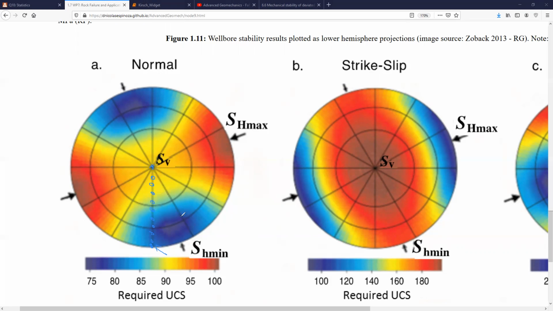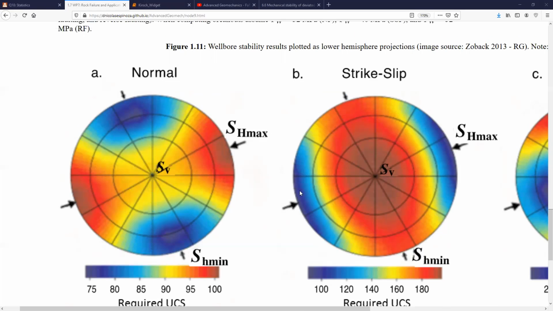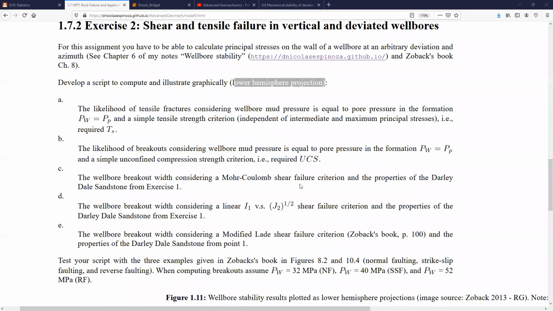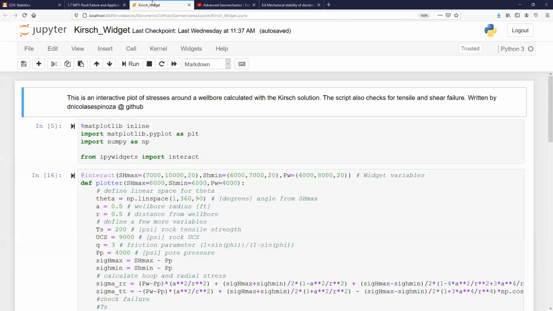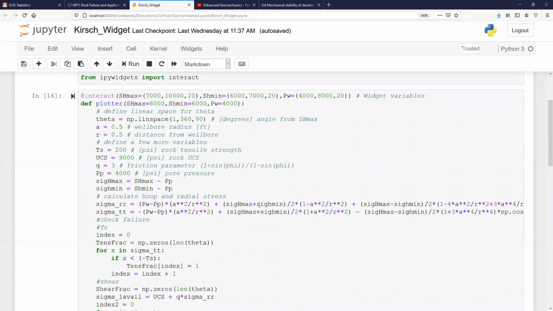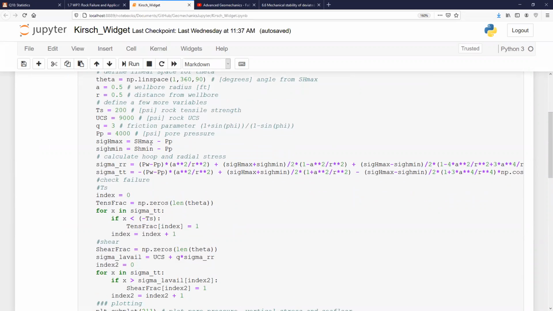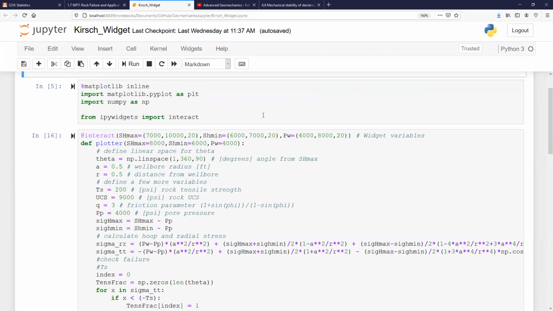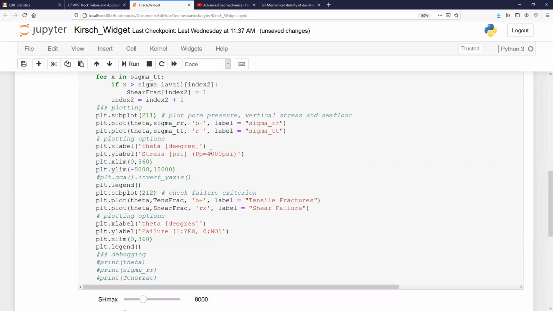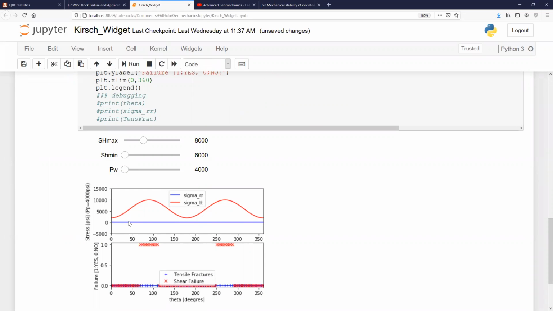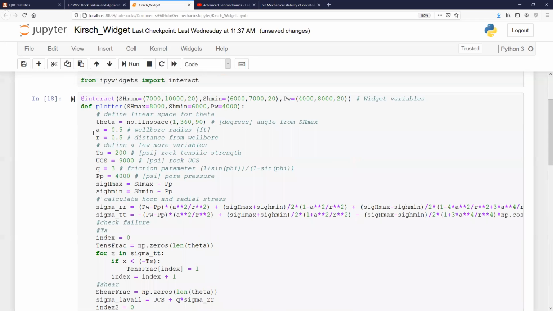So let me tell you in general how the workflow is going to be. Let me delete this and then I'll continue. All right. What I propose that you do in order to solve this problem is first to have a script that solves a wellbore stability problem at a given deviation. For example, in this case, I'm solving the wellbore stability problem for a vertical wellbore, in which if I run this code, what I see are the hoop stress and the radial stress for given parameters of SH max, SH min, pressure in the wellbore, pore pressure, and also constitutive parameters or properties of the rock, such as tensile strength, UCS, and the friction parameter Q.